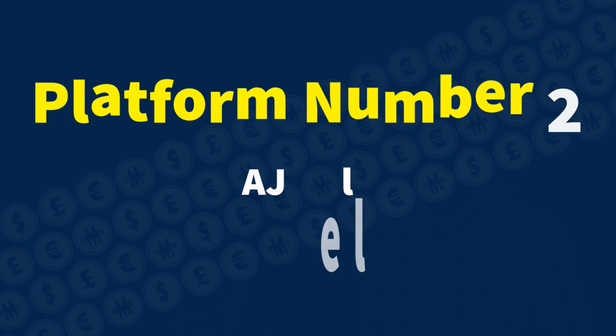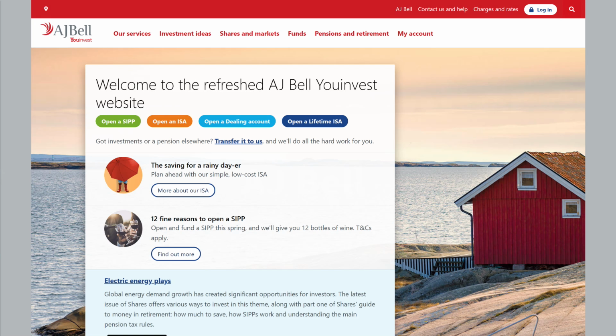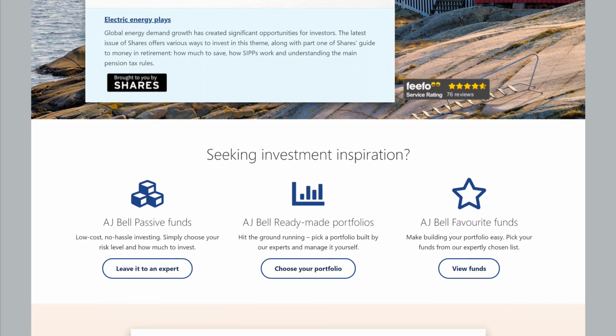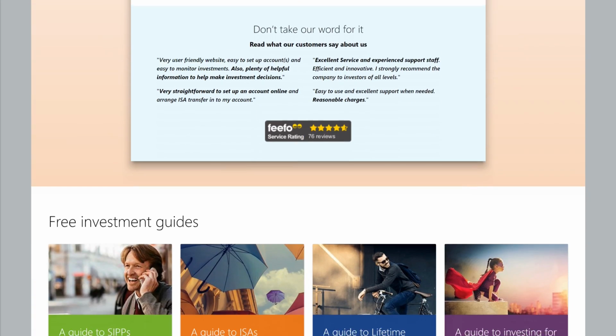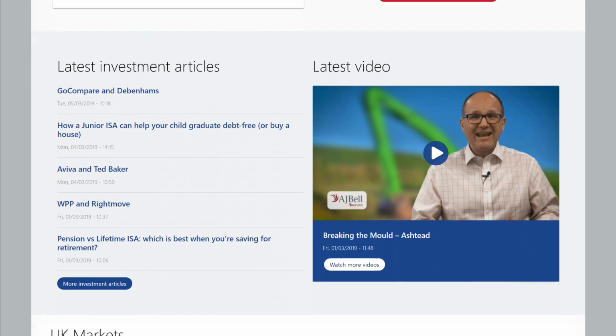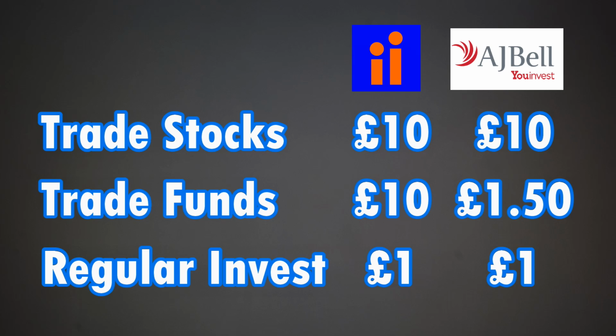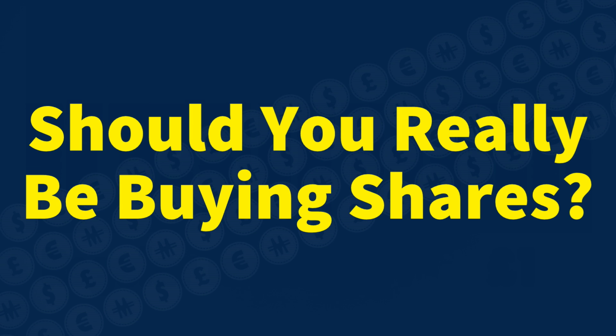Platform 2, AJBell. Our favourite platform for cash poor investors is AJBell. AJBell have a low percentage ongoing fee of 0.25%. If you invested £1,000, your annual ongoing fee would be £2.50 or 21 pence a month. Not bad going, really. Like Interactive Investor, AJBell have a huge selection of shares and funds to choose from. And both platforms have similar trading fees of £10 per trade, £1 for monthly regular investing, and £1.50 for buying funds.